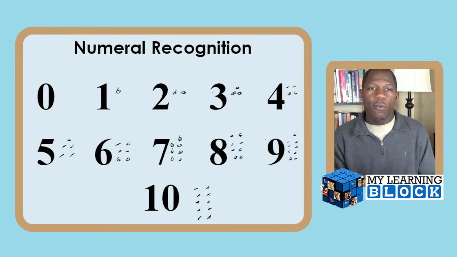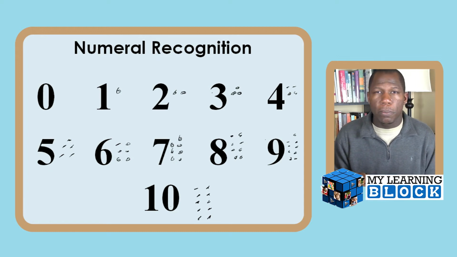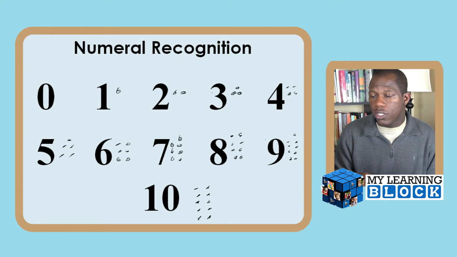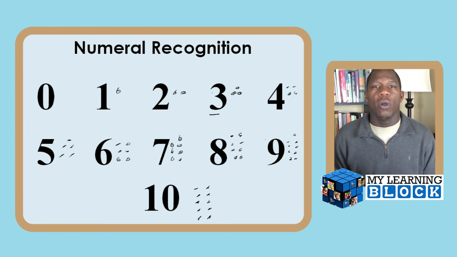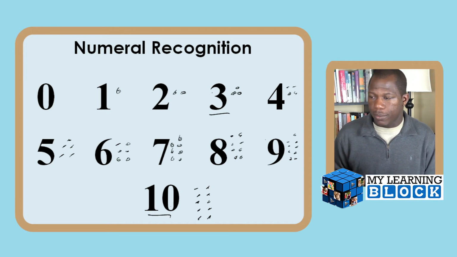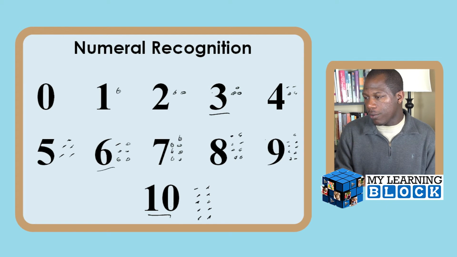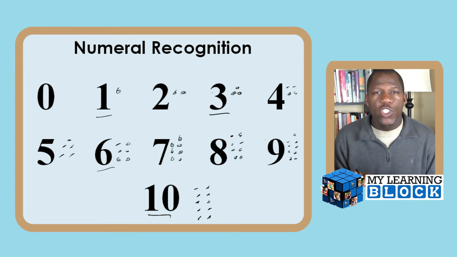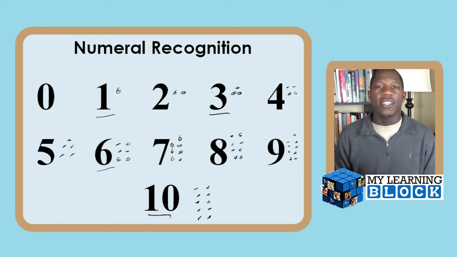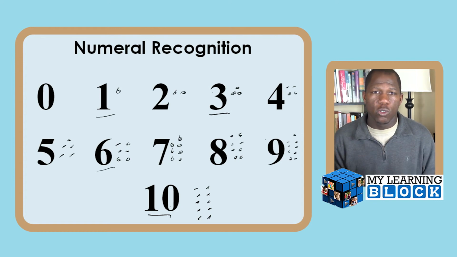Once you move away from this process, you want to print out the same thing or something different, or keep the same one, and go to a point where you're asking your child, show me 3. They go to 3 and show you 3. Show me 10. They show you 10. Show me 6. Show me 1. And right there, they are now recognizing those numerals.